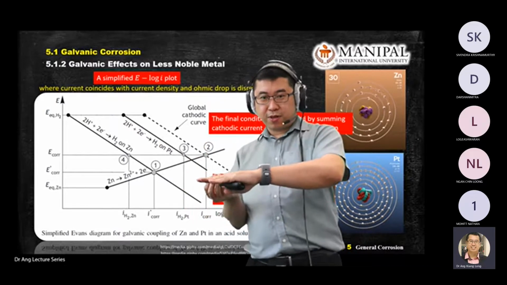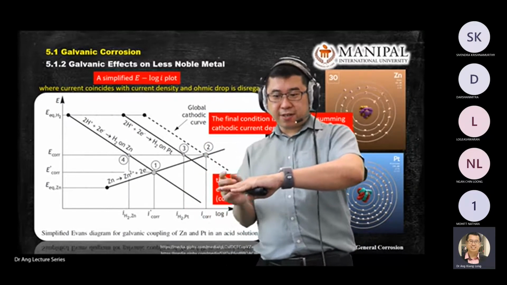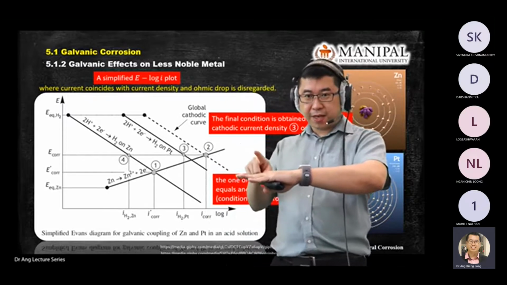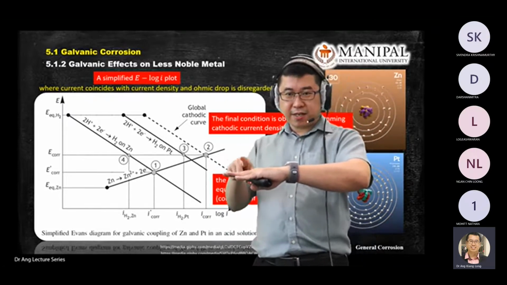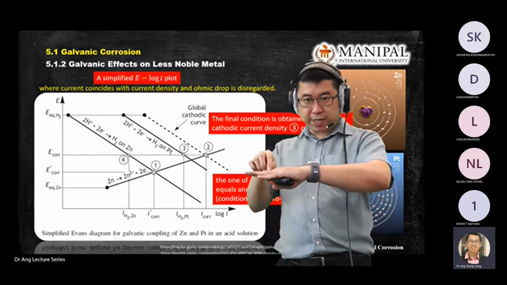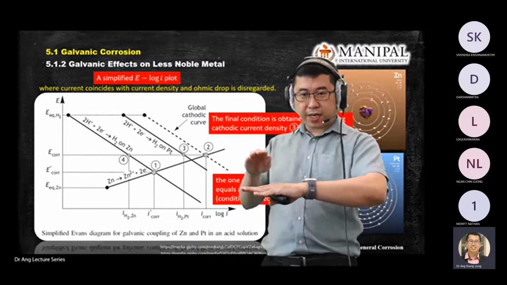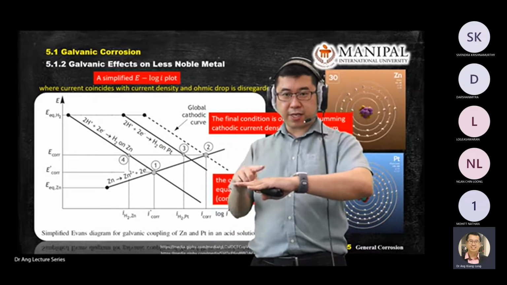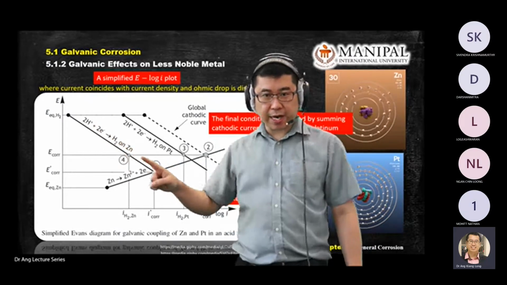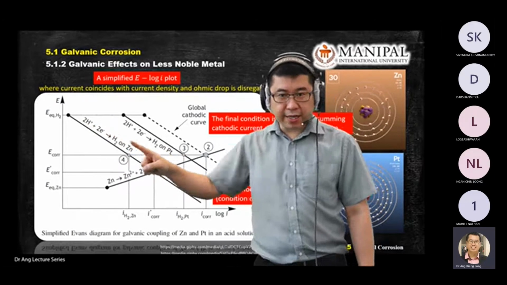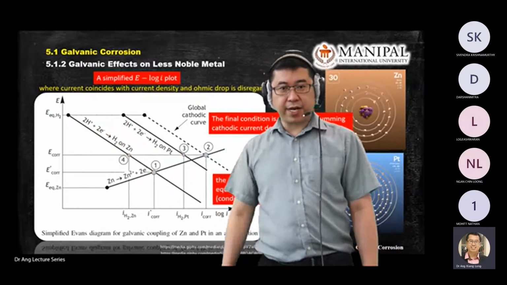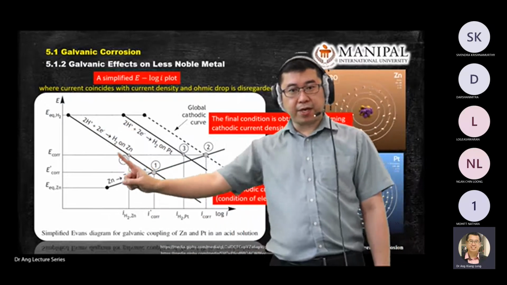So when the zinc gives electron, the electron will go to the surface of the zinc, and the electron from the zinc, from the lower nobility metal, will combine with the H positive around the zinc. That's why you have this line over here. This negative gradient line is the cathodic reaction that happens around the zinc.